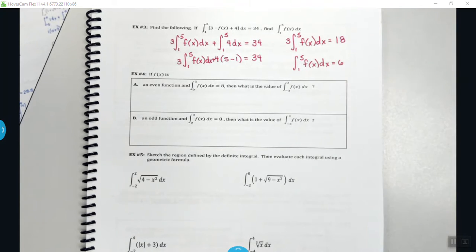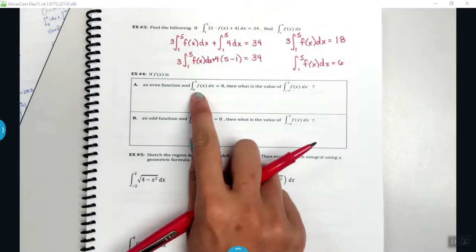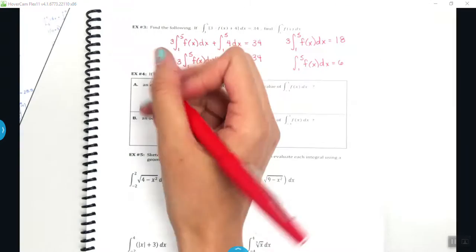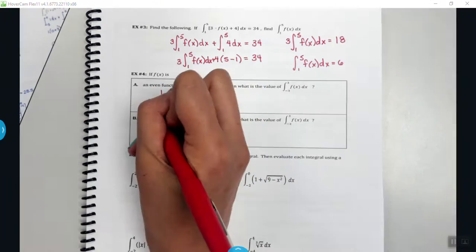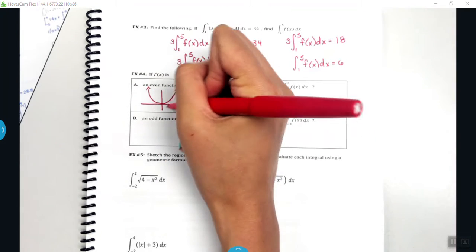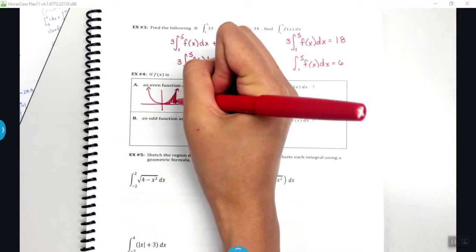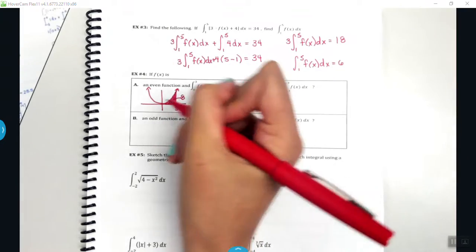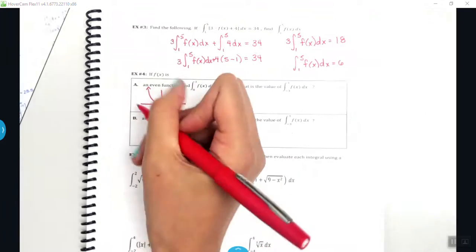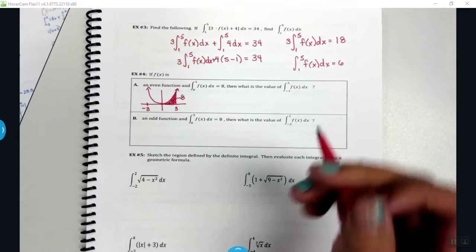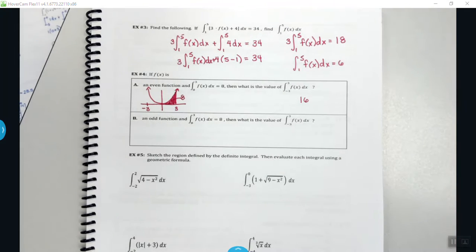Okay. Now let's think about these two problems. If we have an even function, and I know the integral from 0 to 3 is 8, what's the value from negative 3 to 3? Well, give me an example of an even function. Square. Okay. If I know the area of an even function from 0 to 3 equals 8, then what can I say about the value of the integral from negative 3 to 3? It would be double it, right? So 16. Are you with me?